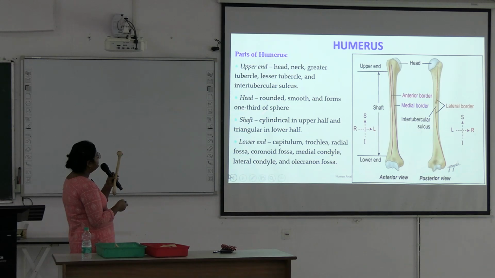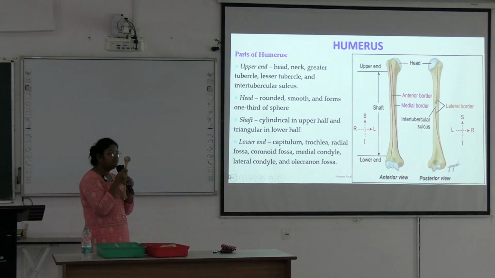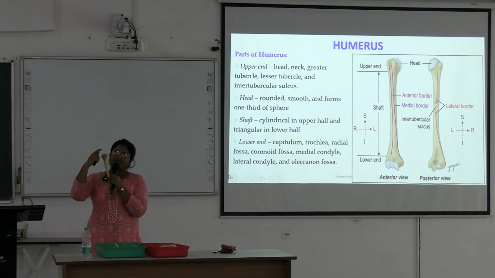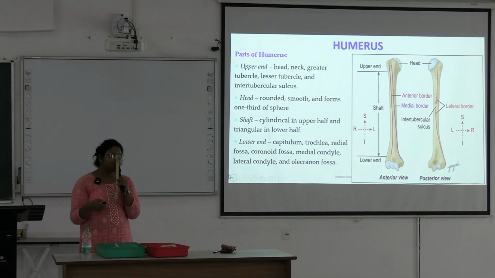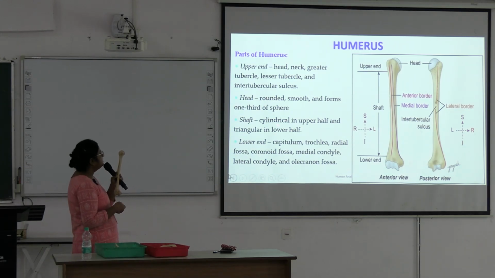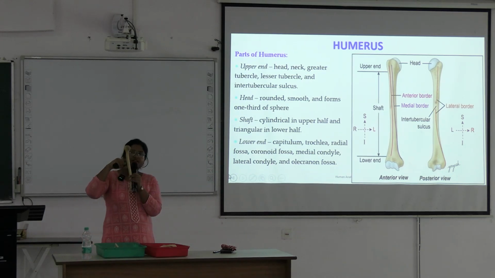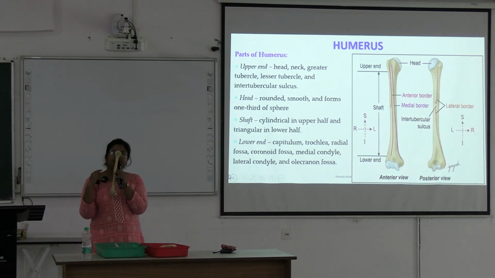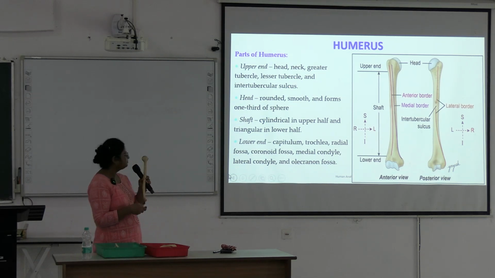Next, head is the rounded, smooth part and forms 1/3 of a sphere. Here, this is the head, rounded, smooth part forming 1/3 of a sphere. Next is the shaft. Shaft is cylindrical in the upper half and triangular in the lower half. See, in the upper half, it is cylindrical. In the lower half, it is triangular in cross section.